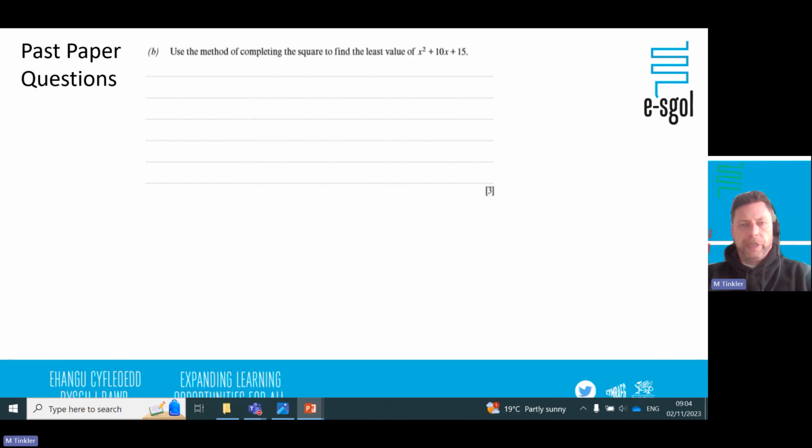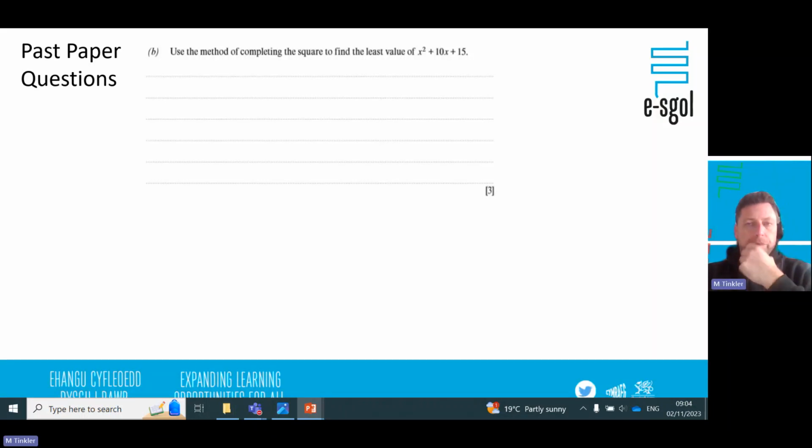So I'm just giving you a couple of minutes to get your head around completing the square. It's worth 3 marks. Just so you see how it's worded on exam. If you're wondering where part A was, part A might have been a factor theorem question, might have been a different question. On this paper, part A was actually a factorize.